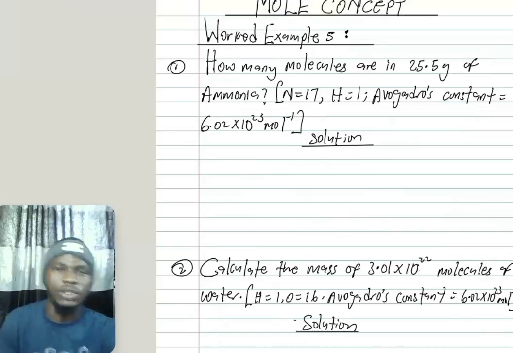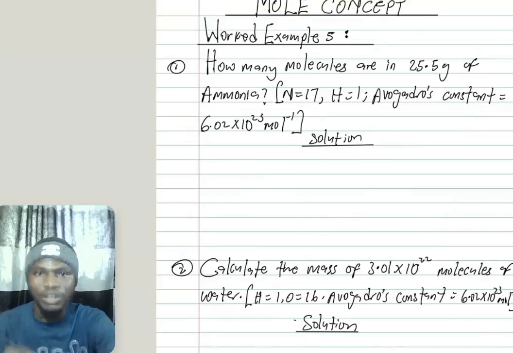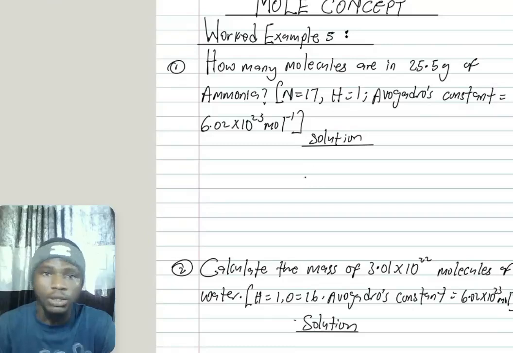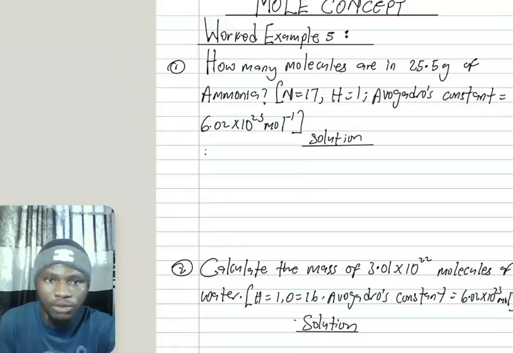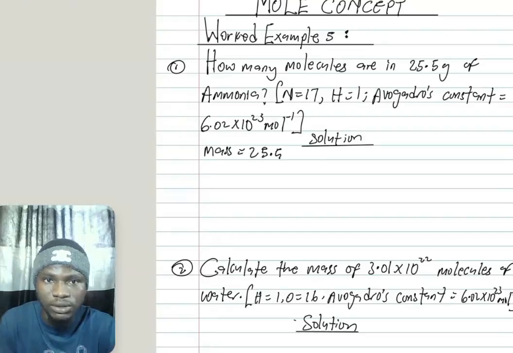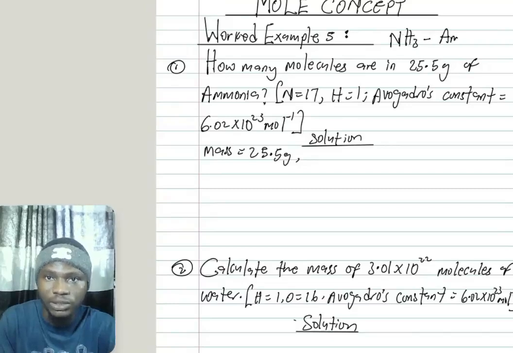Now let's look at this question. They said, how many molecules are there in 25.5 grams of ammonia? Okay, 25.5 grams of ammonia, that is the mass. We have the mass. That is 25.5 grams. And if you look at ammonia, the formula for ammonia, don't forget, ammonia is NH3. Don't forget this from now on. You've learned a new thing today. This is ammonia, NH3. So we can get the molar mass of ammonia.